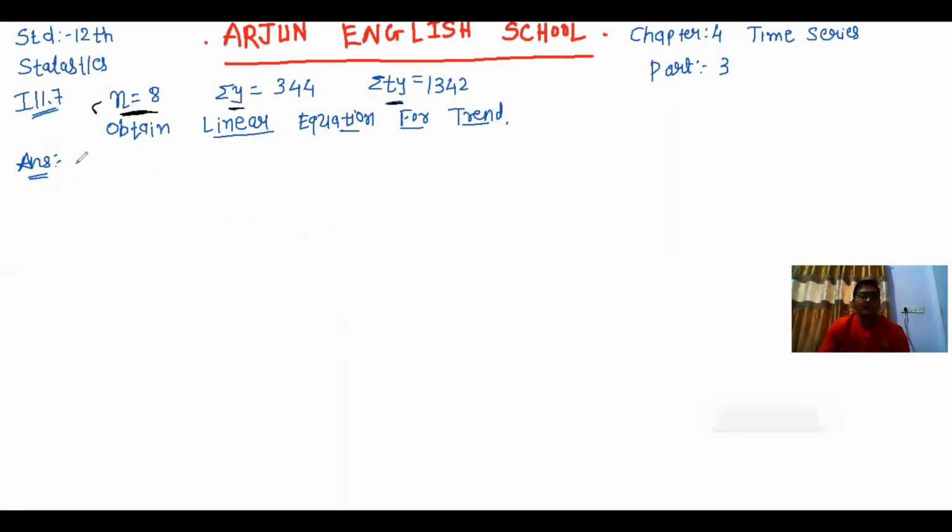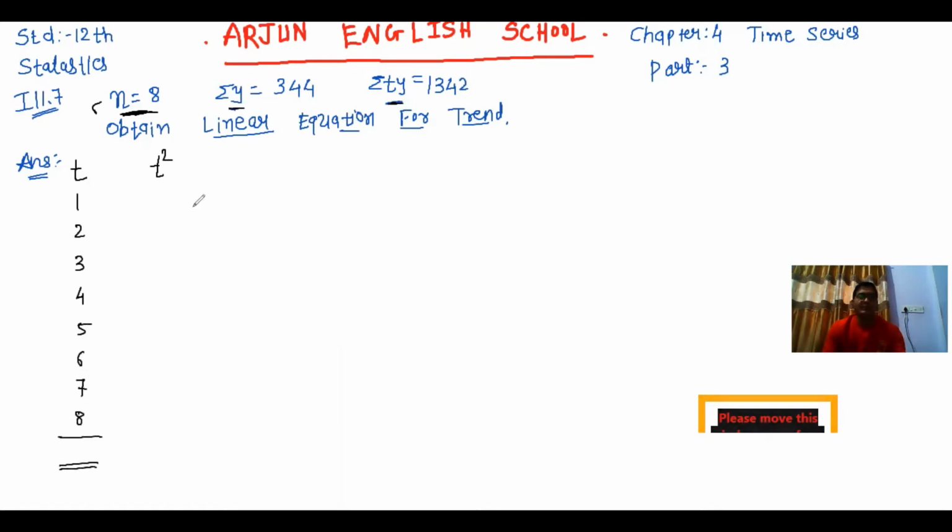First of all, we have to prepare two columns. First column is t, second column is t square. Here n is equal to 8, so we have to start t from 1 to 8: 1, 2, 3, 4, 5, 6, 7 and 8, and the total of this. Same way t square: 1 square 1, 2 square 4, 9, 16, 25, 36, 49 and 64. Okay.